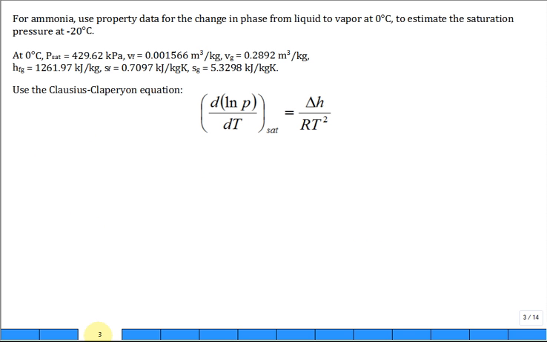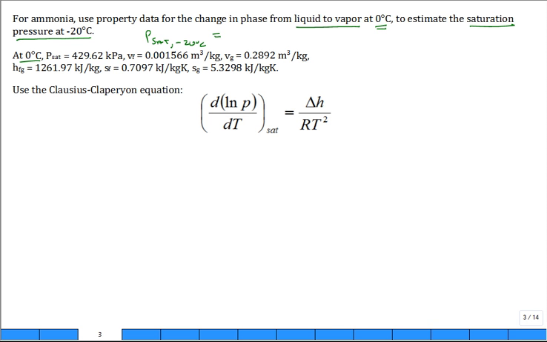Let's just see an example played out here. They say ammonia, they have some property data, and how does it change from a liquid to a vapor at 0 degrees C. So at 0 degrees C, they say the saturation pressure is so many kilopascal, V sub f and V sub g are given, h sub fg is given, s sub f and s sub g are given. Estimate the saturation pressure at -20. So what is P sat at -20 degrees C, not knowing any measurements at -20, but only the measurements at 0?